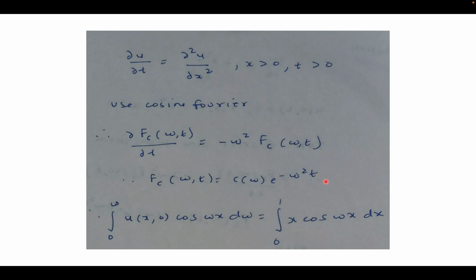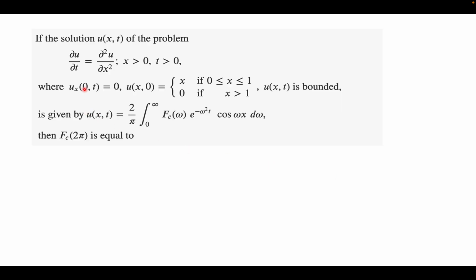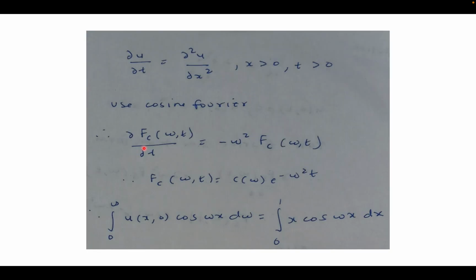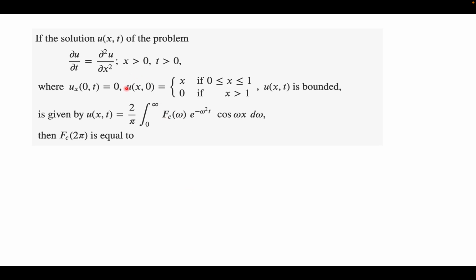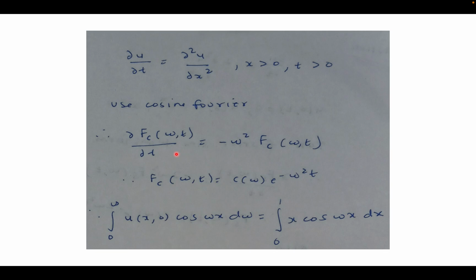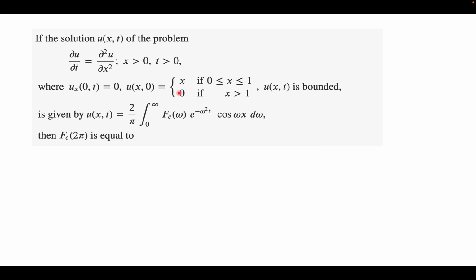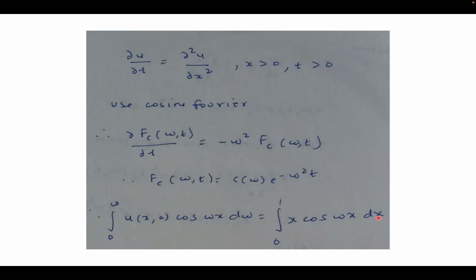So here we have already used one boundary condition, which is this, right? Now you just need to find the value of c omega to get the complete expression of fc omega t. For this, you again take the Fourier cosine transform on both sides. If you do that, you will get the integral of u(x, 0) cos omega x d omega equal to the integral from 0 to 1 of x cos omega x dx, right?